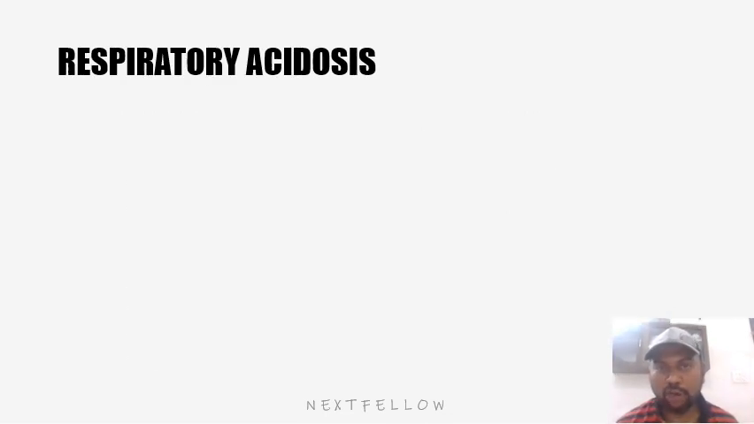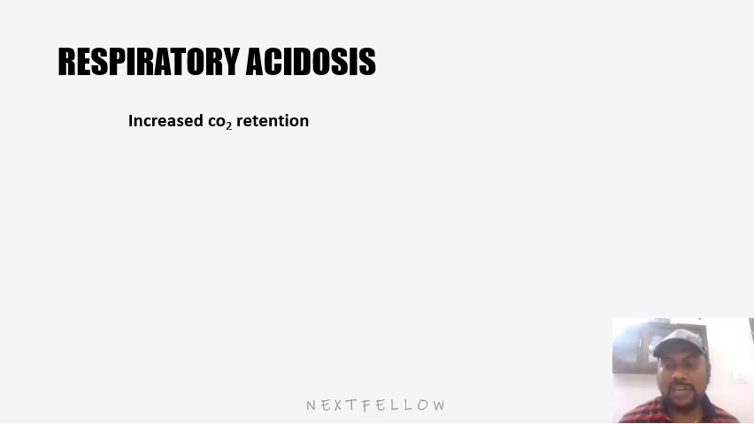So next we move on to the respiratory disorders, respiratory acidosis and respiratory alkalosis. First we'll start with acidosis. What is respiratory acidosis? It is increased accumulation of carbonic acid. Whenever breathing decreases, carbon dioxide will accumulate, and that will dissolve in water to form carbonic acid. This decreased breathing, or hypoventilation, can happen because of two different reasons.